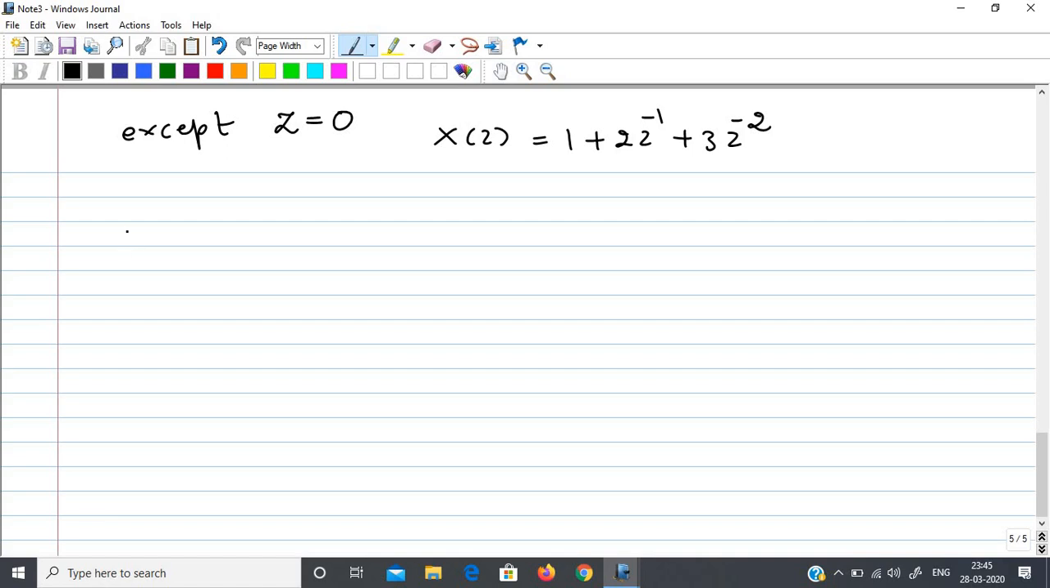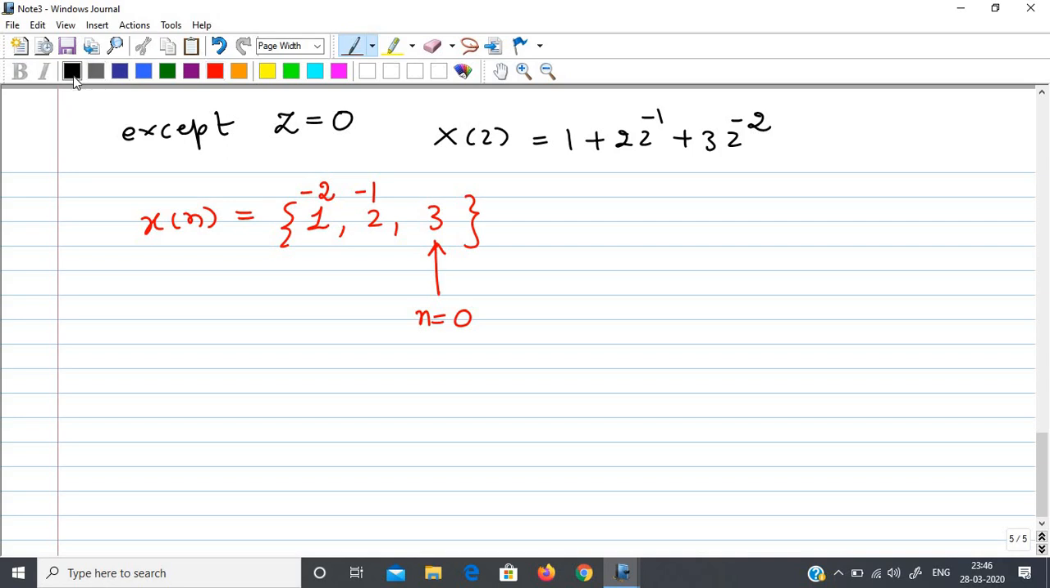Now, if you take another sequence, let's say the sequence is the following. x of n equals, again the sample values are the same, but the location of the arrow has been changed. Now I have placed the arrow here, which means the sample value 3 corresponds to n equals 0. This value corresponds to n equals minus 1, and this value corresponds to n equals minus 2.